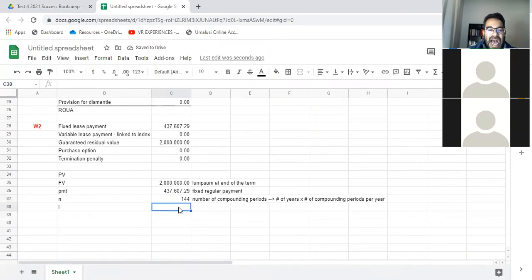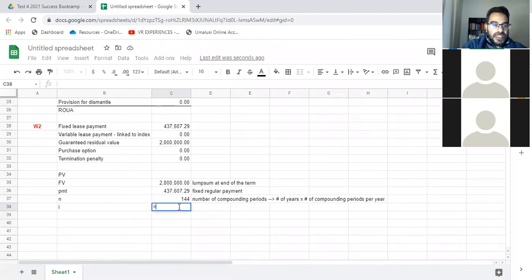Then I, because they gave us two i's, I is going to be, when you look for I in leases, for lessees, it's going to be the rate implicit in the lease. So you always use the rate implicit in the lease unless that rate is not determinable. And if that rate is not determinable, then we use the incremental borrowing rate. They gave us two incremental borrowing rates, a 6.8 and a 7.75. So we're going to use the 7.75 because that represents the period we are working with, a 12-year period.